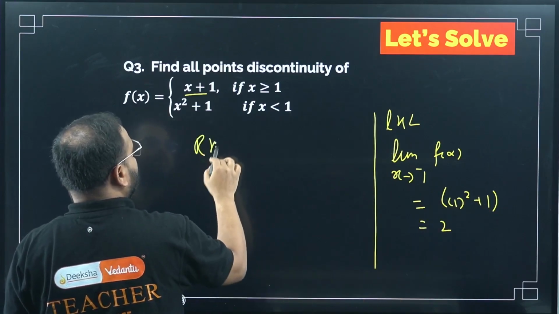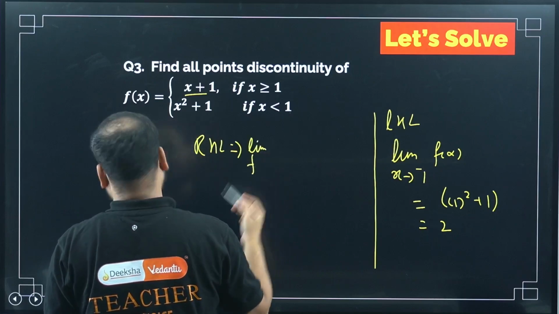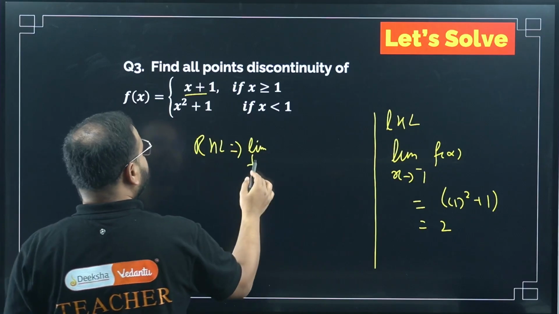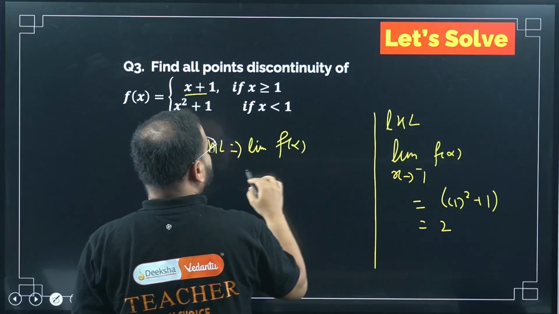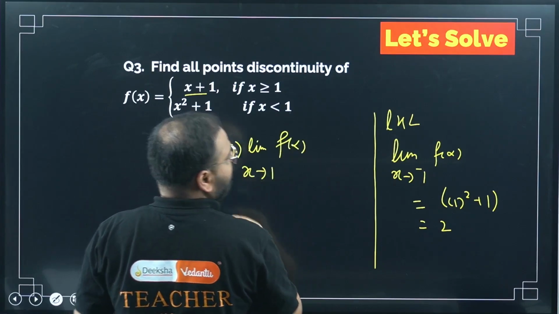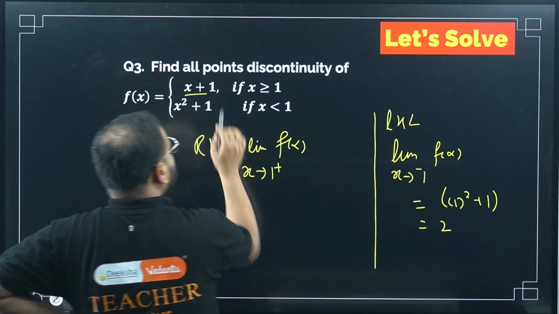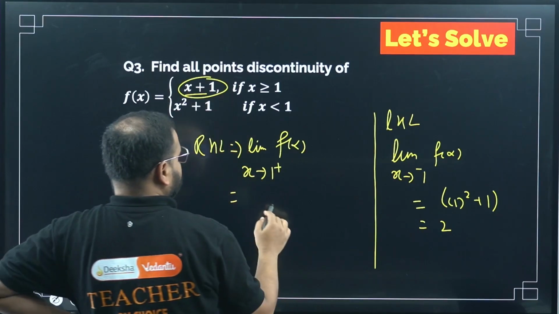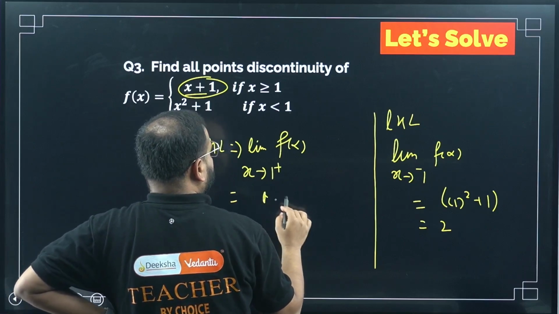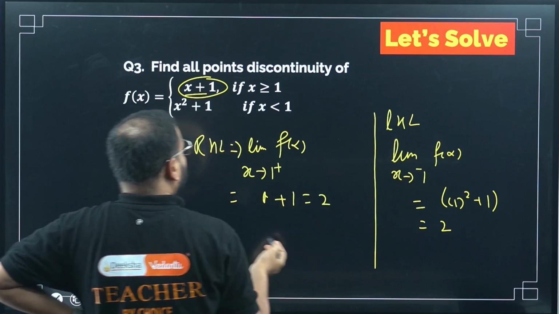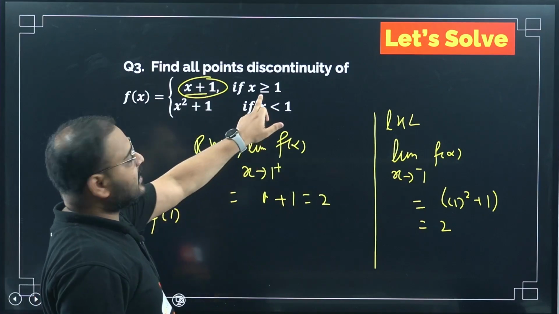Check the RHL now. Same way, limit of f(x) when x tends to 1, but from where? From the right hand side. Which function will this be? x plus 1, right? So I can write 1 plus 1. How much is that? 2 again. So what is the function value? What is f of 1? Check here. Equality is holding here.